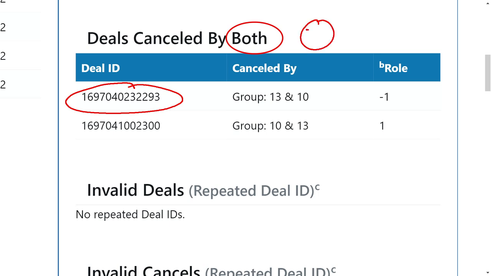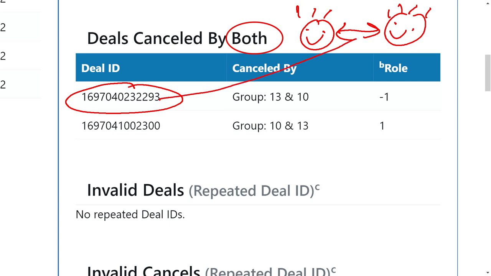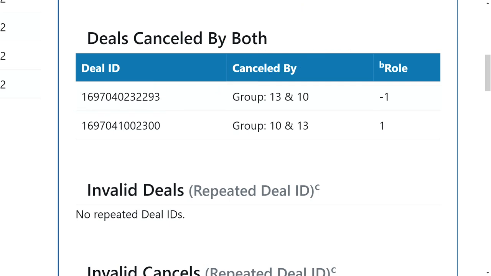So maybe you had a group like group 13, and you had another group like group 10, and they already made a deal with this number. This long number was this deal. So they used it and they used it. Both groups used that deal ID. So one deal ID for one deal. Okay, so they went ahead and did that, but now they want to cancel.